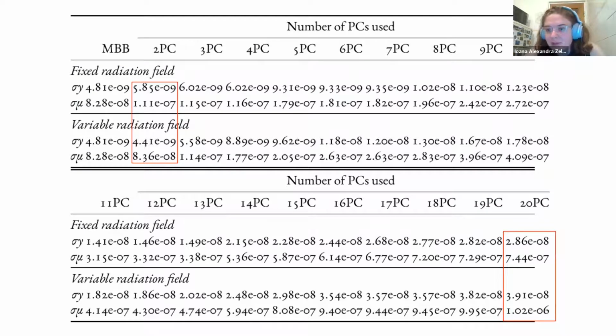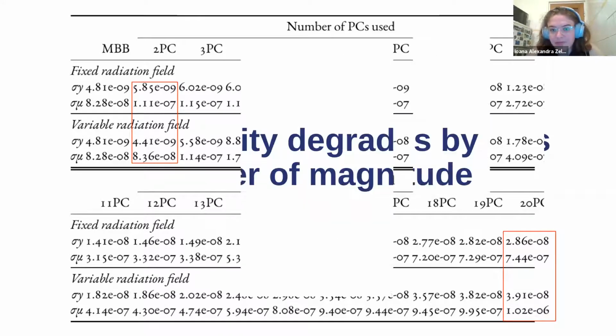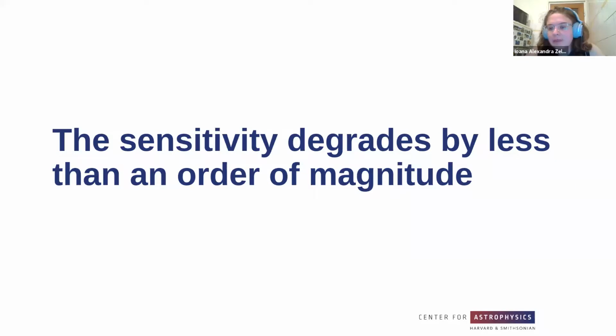So what I discovered was that by including all of the principal components, the sensitivity for Y and mu only degrades by less than an order of magnitude. So basically, modeling dust in this more complicated way will not be a game-ending problem for the spectral distortion measurements, which was great news. So the sensitivity degrades by less than an order of magnitude.